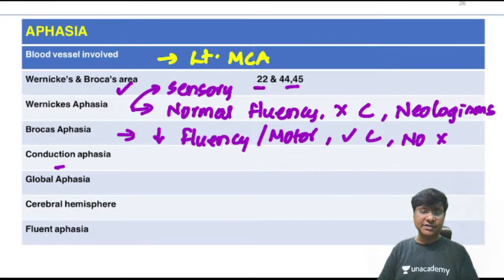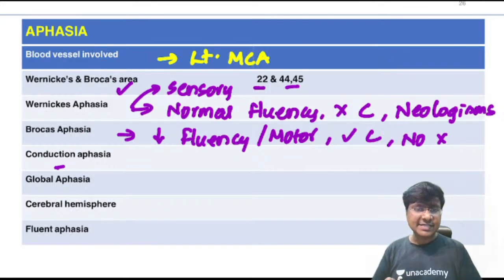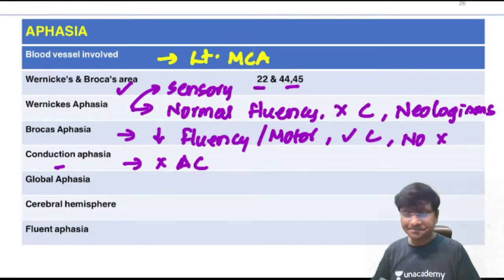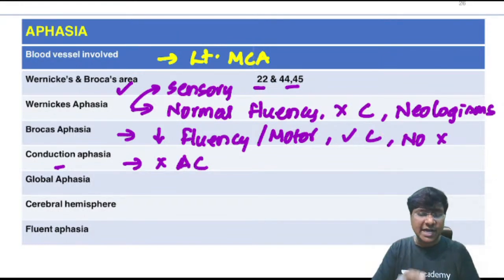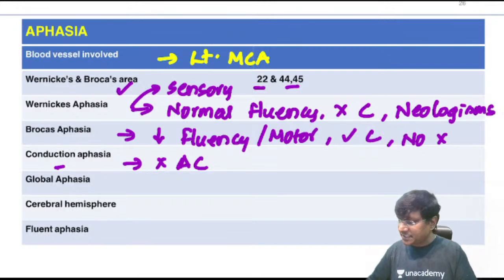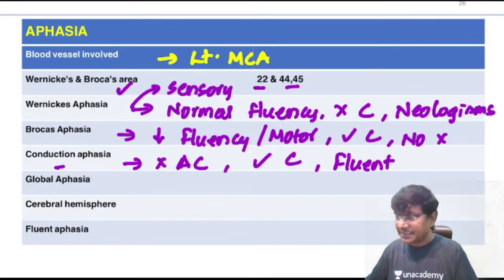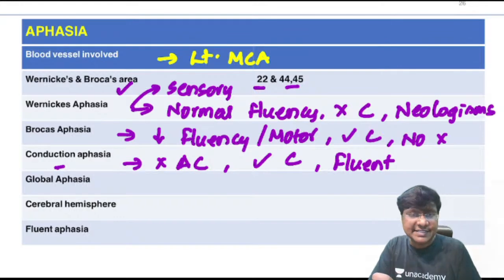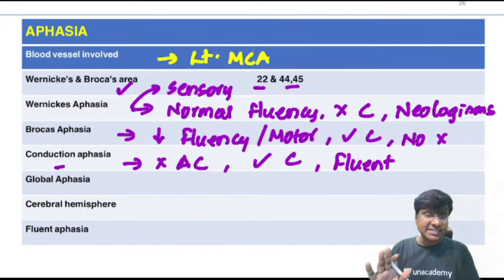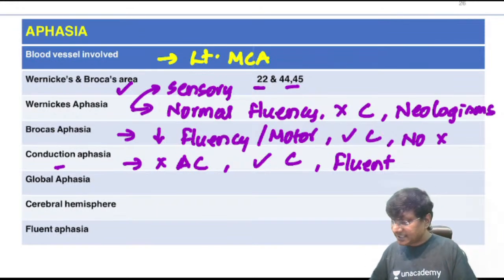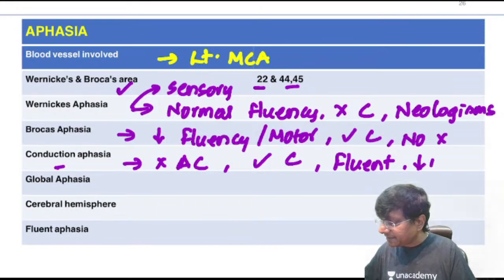Then coming to conduction aphasia. Why does it occur? That is mainly due to damage to the arcuate fibers. Mainly due to damage to the arcuate fibers, you get this conduction aphasia. In these patients, the comprehension will be spared. And what type of aphasia is this? It's a fluent aphasia, because Broca's area is intact in conduction aphasia. So that is the reason why it is considered to be fluent aphasia. Then what is the problem? The problem is there will be impaired repetition.